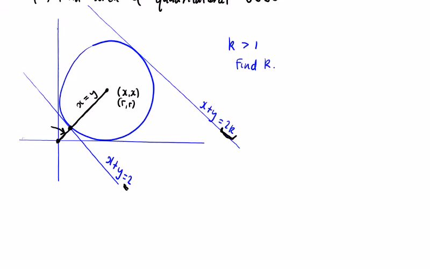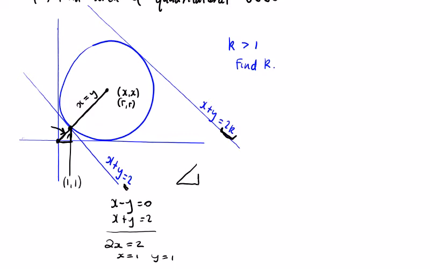So let's use simultaneous equations to find the point of intersection between these two. So the black line is x minus y is equal to 0, and the blue line is x plus y is equal to 2. 2x is equal to 2, so x is 1, so y is 1. So this point here is 1, 1. So if I drop my line down like that and do a little right angle triangle here, let me just write it here. This value is 1, this value is 1, so you guys know this is the square root of 2.